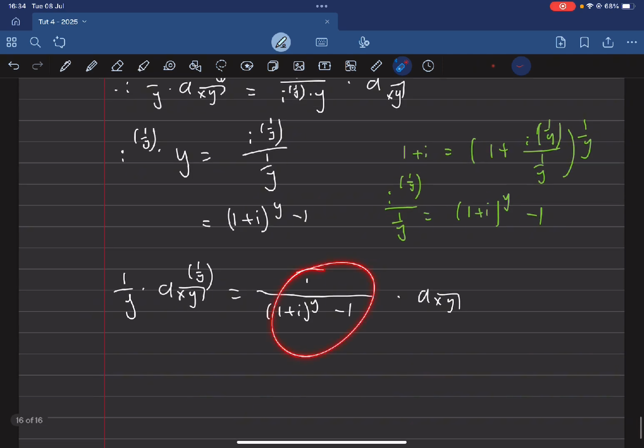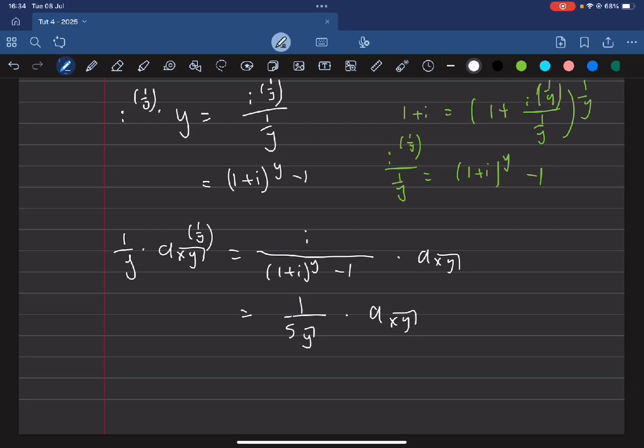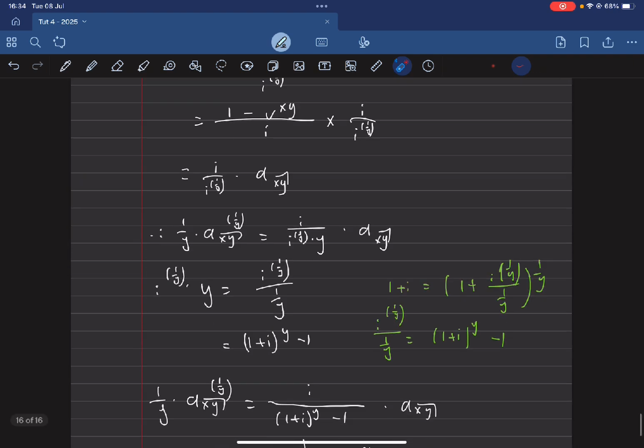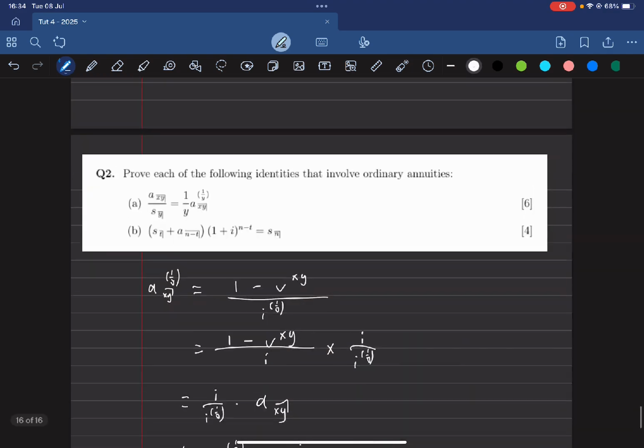And now let's have a look at what this looks like. This looks exactly like a future value annuity, but flipped, right? Because imagine you just had this at the top, it would be 1 plus i to the y minus 1 over i. So this looks exactly like 1 over s for y periods, right? Times a for a present value annuity for xy periods. And that's exactly what we're trying to prove. We're trying to prove that it's equal to present value annuity for xy periods divided by a future value annuity for y periods. And it's proved. Let's just double check. So we're trying to prove that that is equal to that, and we have proved it. Good stuff. Okay. So that was A.